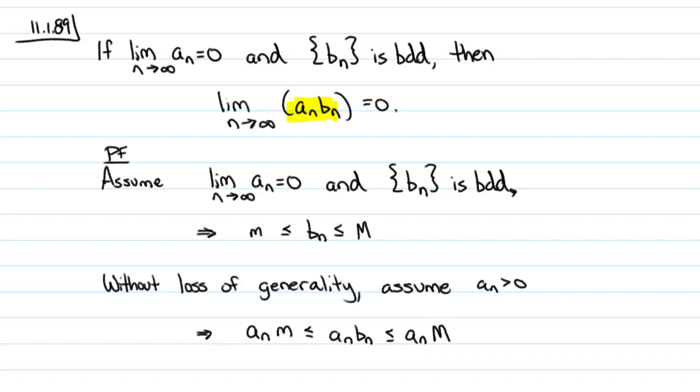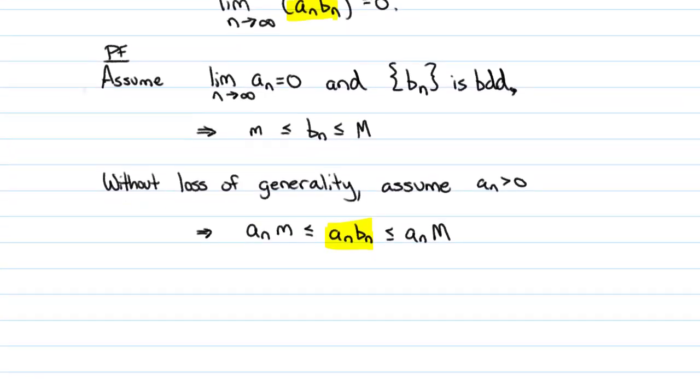The main reason why I don't really care if a sub n is negative is because I'm just trying to find an upper and lower bound for a sub n times b sub n. If a sub n is negative, then who cares? Those inequalities will just switch, but it's still bounded. If a sub n is equal to 0, that's even better, because those two outer edges are going to be 0. So I'm just trying to bound it, and I don't care if a sub n is positive or negative.